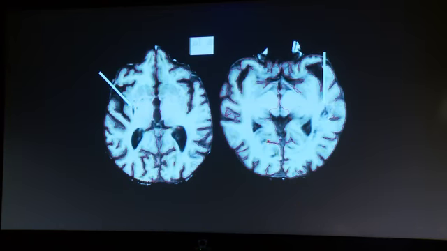This is just a picture of what we actually see on an MRI or a CT scan, a CAT scan. This is a little hole in the brain that has occurred following a stroke. The lines aren't there normally. That's just something that we put on when we're doing certain analyses.